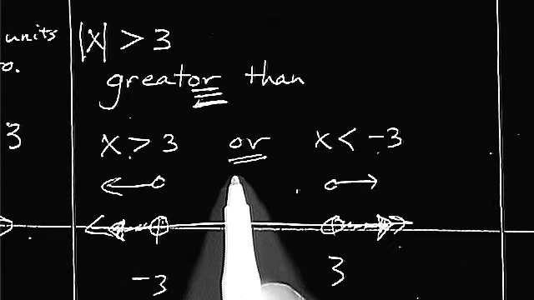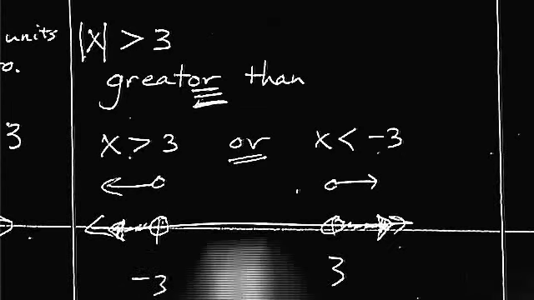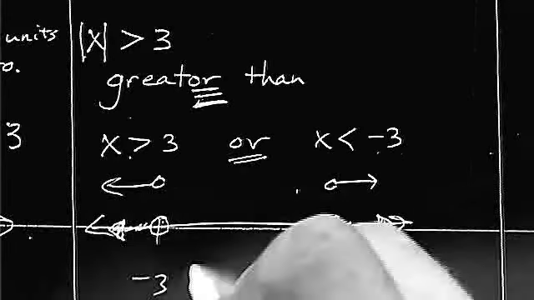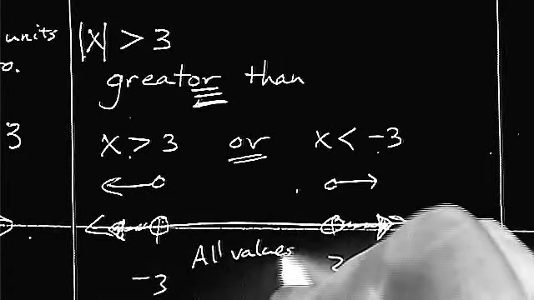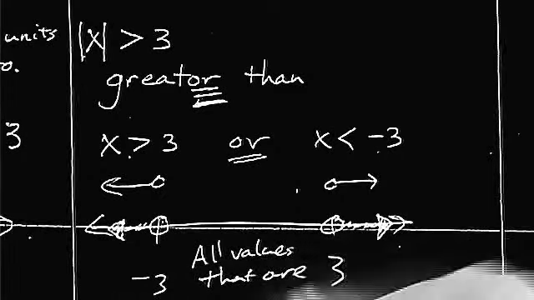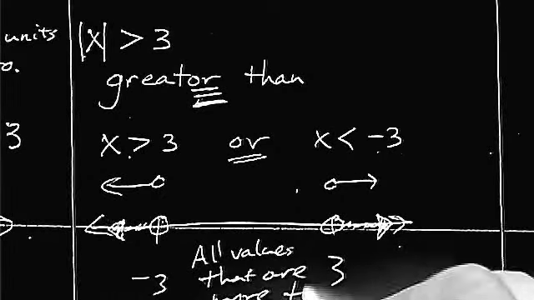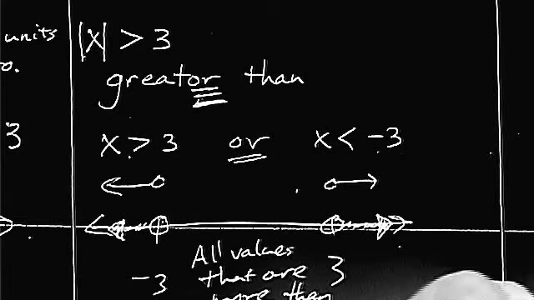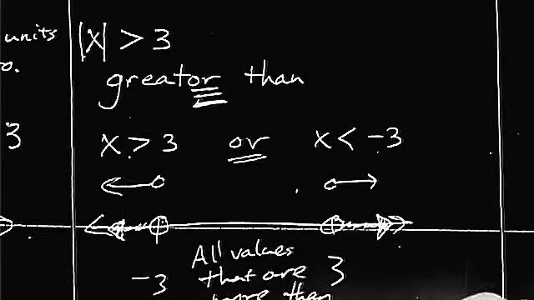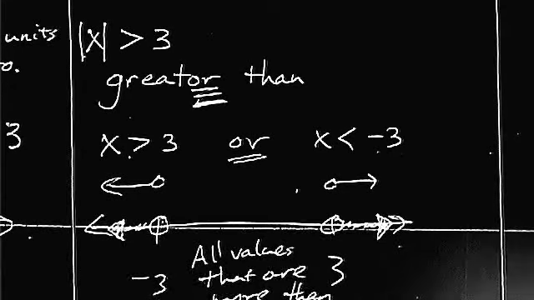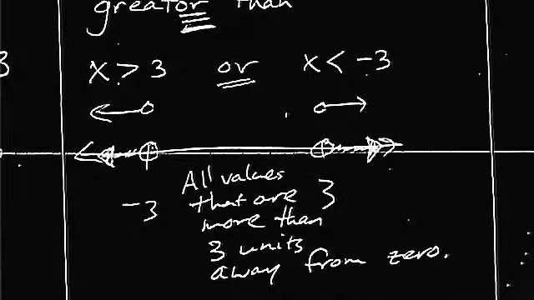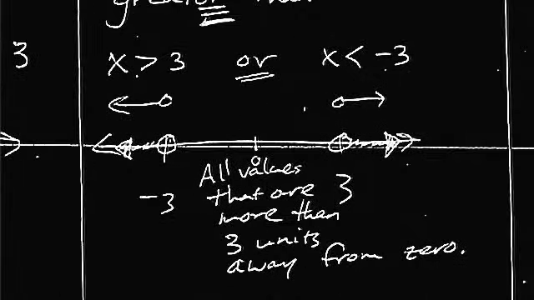Or means find all the values that make that true. Well, you have to include both of them in your final graph. So we want all the values that are more than 3 units away from 0, like 4 and 7 and 25 million and -10. And all of those are more than 3 units away from 0. Right? 0 being in the middle there.